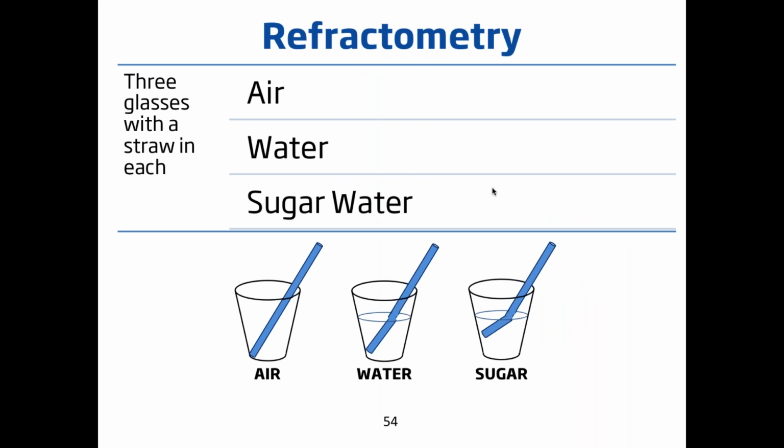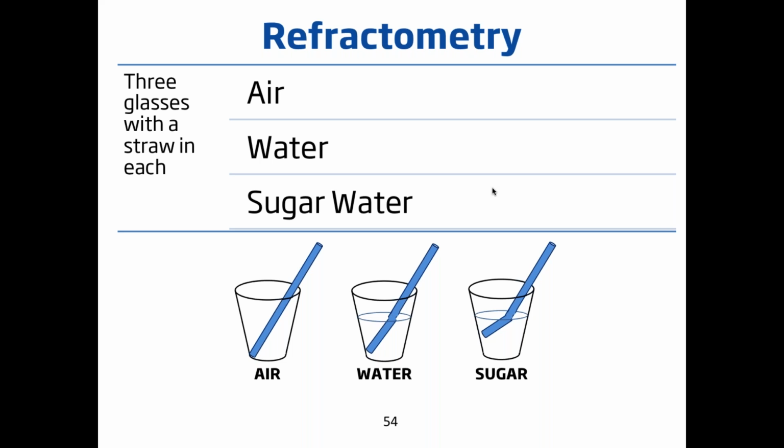So how does a refractometer work? As light passes through one medium to another, the speed of that light changes, which causes the light to bend. So if we have light passing through a glass full of air, it's not hitting any resistance, that light isn't changing. We don't see any bending, that straw appears perfectly straight.